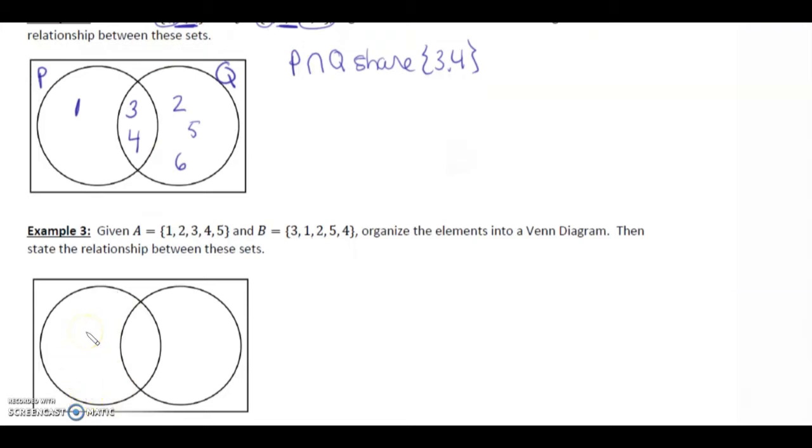Okay, and example 3. Given A is {1, 2, 3, 4, 5}, and B is {3, 1, 2, 5, 4}, organize the elements into a Venn diagram, then state the relationship. So let's look at what overlaps. Let's call this A and this B. So 1 overlaps, 2 overlaps, 3 overlaps, 4 overlaps, and 5 overlaps. So 1, 2, 3, 4, 5.